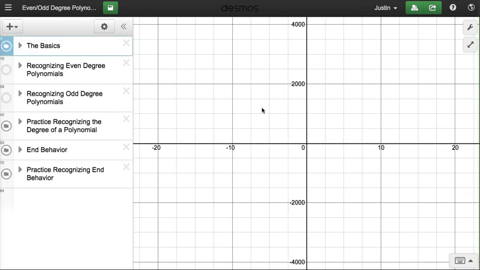And that wraps up the basics of even and odd degree polynomials. The next series of videos will talk more about how to recognize each one, practicing that, the end behavior, that's the behavior or the shape or the resembling of the parent functions. We'll get more into that, and then practicing recognizing that.